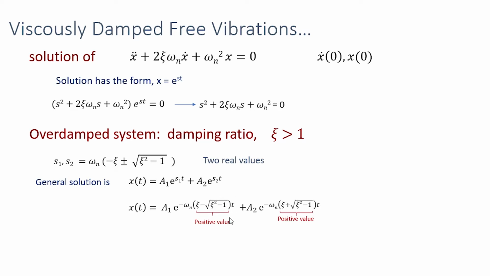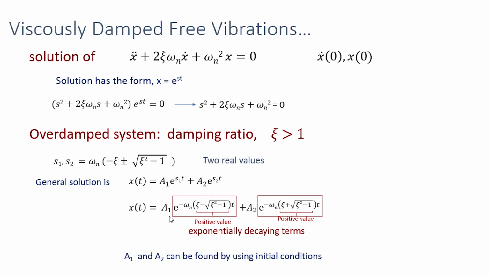If you look at this equation closely, we can see that this value in the bracket is a positive value because zeta is greater than 1. So this entire value will be positive. And same here also, the value inside the bracket is positive. So since this is positive, the exponent is negative. So these two terms are exponentially decaying terms. That means our displacement response of this viscously damped free vibration is the sum of two exponentially decaying terms.